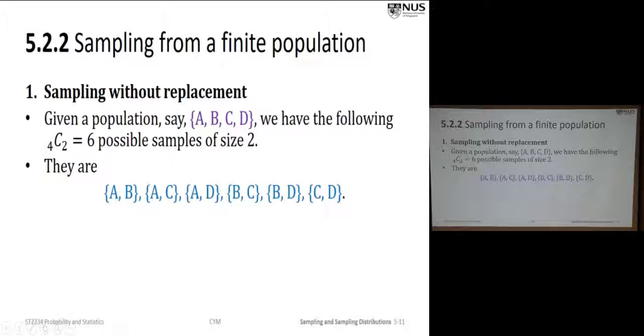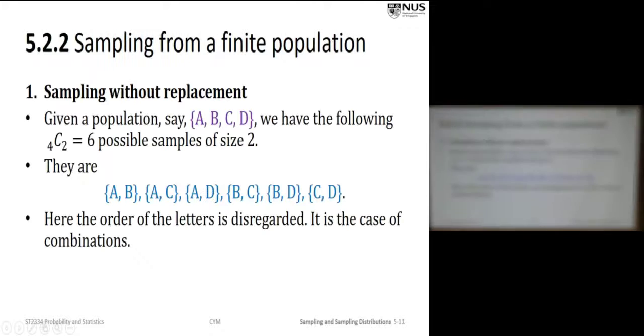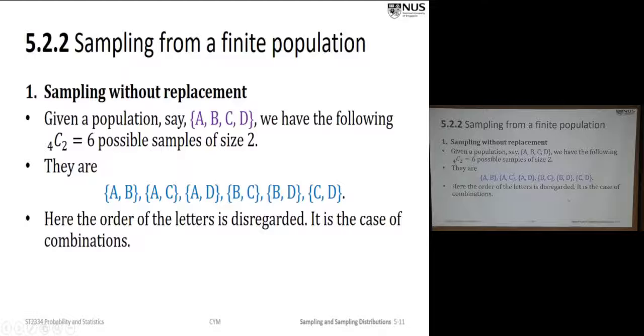So there are AB, AC, AD, BC, BD, and CD. The order is not important, all right? So long as what we see is A and B, that's considered a sample of size 2 with A and B. All right, so these are the possible samples.